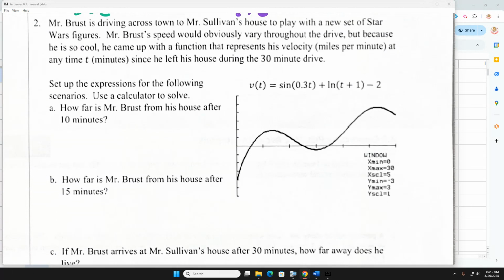Brust is driving across town to Mr. Sullivan's house to play with a new set of Star Wars figures. Mr. Brust's speed would obviously vary throughout the drive, but because he is so cool, he came up with a function that represents his velocity in miles per minute at any time t minutes since he left his house during the 30-minute drive. So this is 5, 10, 15, 20, 25, 30.